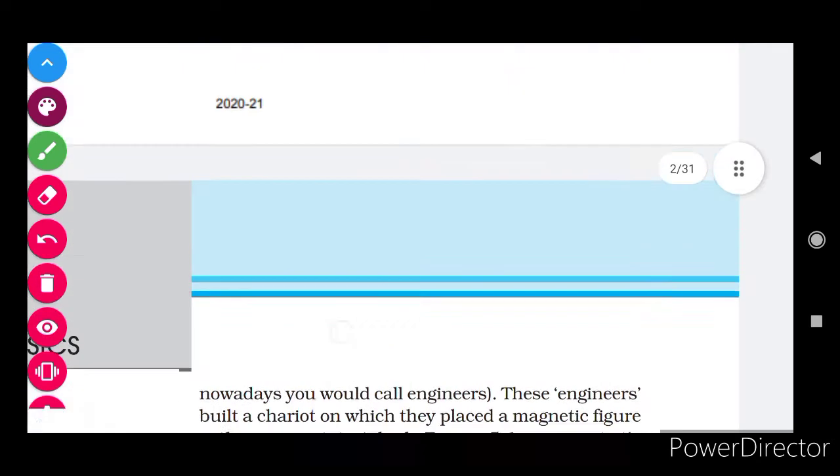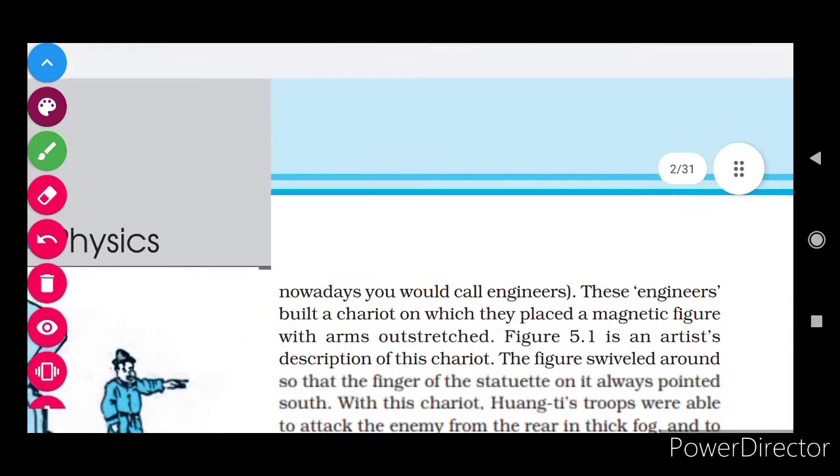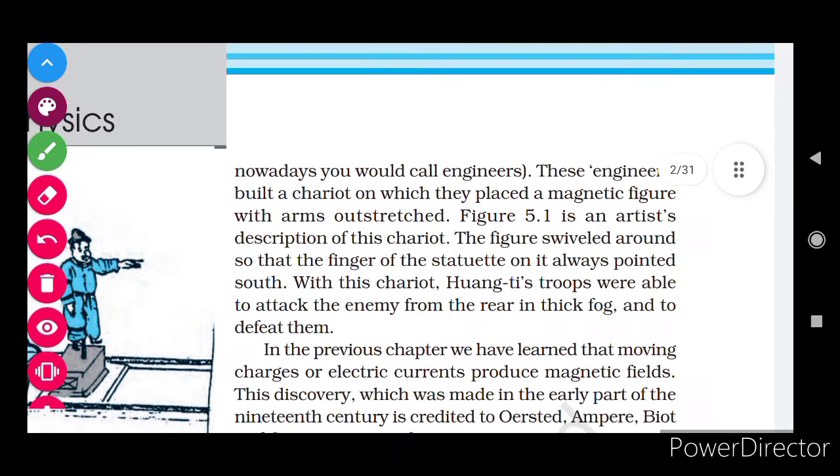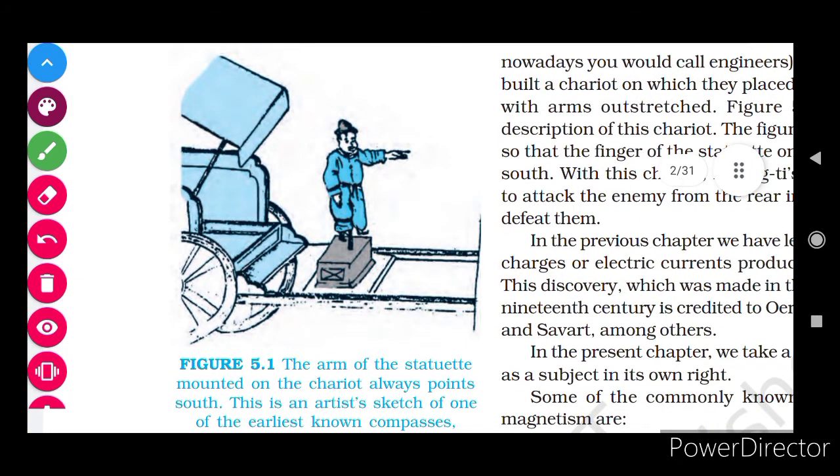So one of the rulers of China credited his victory to one of his engineers, the craftsmen. The engineer put a magnetic figure in his chariot. The figure had a hand, and in that hand he placed a magnet. A freely suspended magnet always points in the north-south direction, so it must have helped him in finding the right direction, and it helped in his victory.